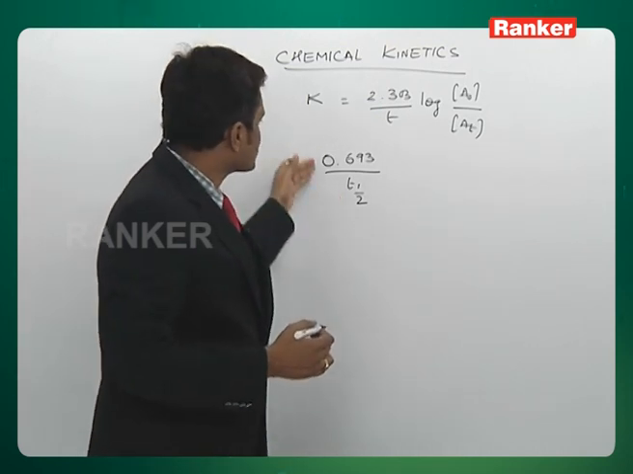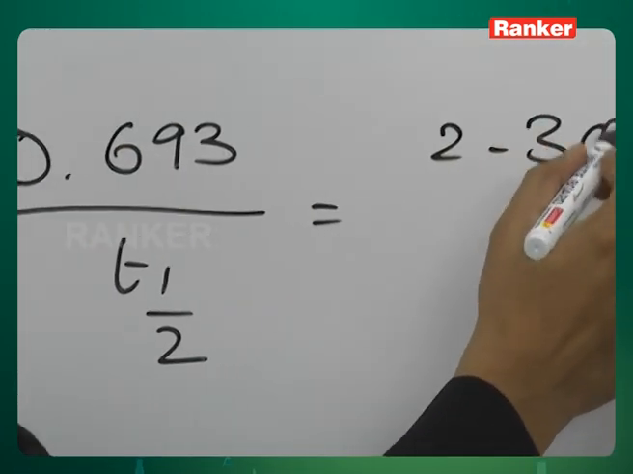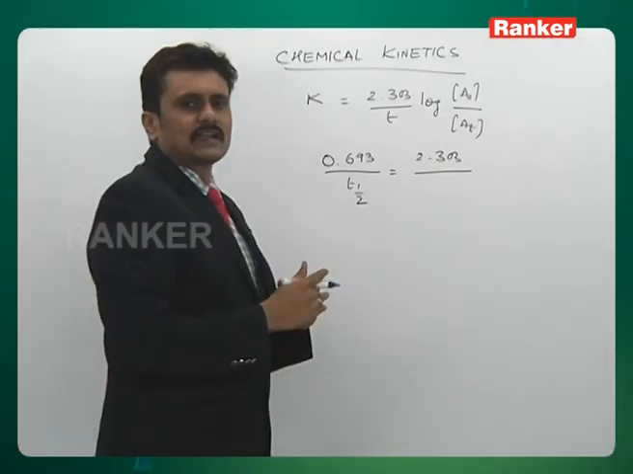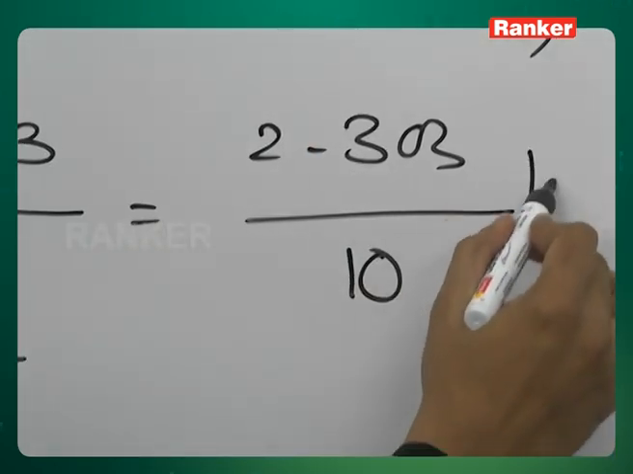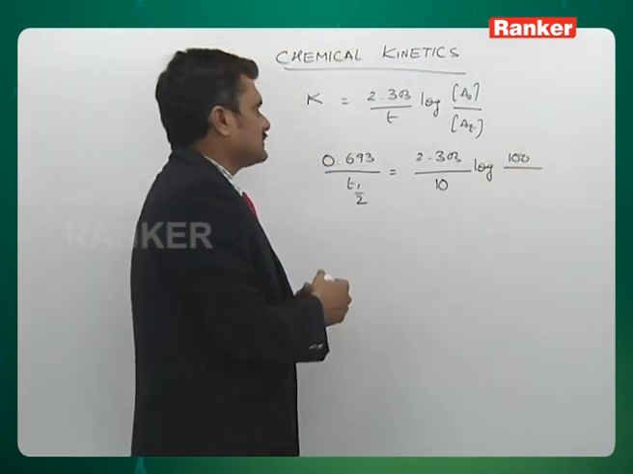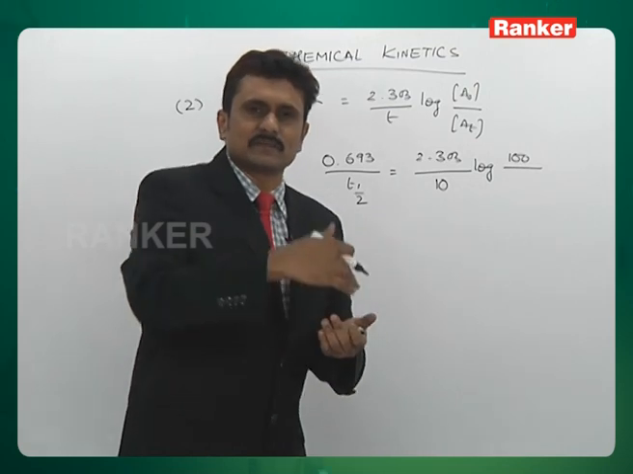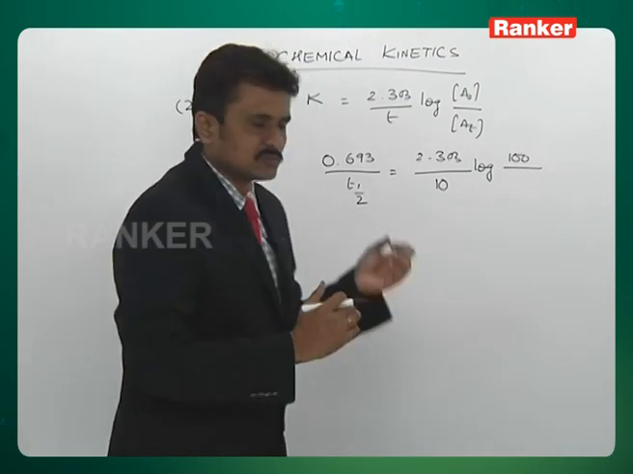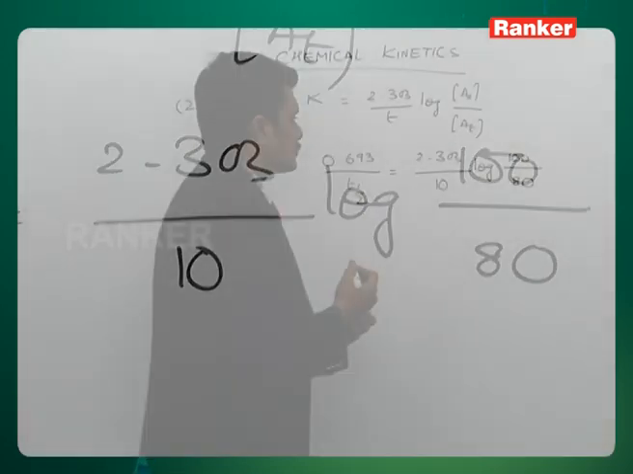This is the relationship between these two, which is equal to 2.303 divided by the time course of this reaction, which is 10 minutes. Initially, if I assume 100 moles of this substance, the reactant which is reacting, then we can see here clearly that 20% of this 100 has gone. So the remaining will be 80.